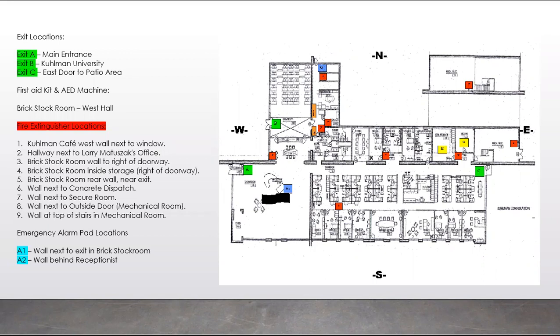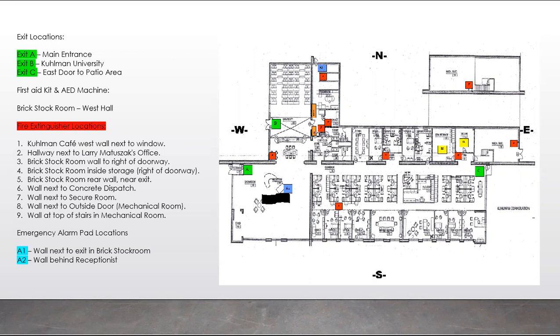Exit A is the main exit off the employee parking lot. Exit B is the double doors out the west side of Kuhlman University. And exit C is the single door on the east end of the building down by accounting. Now, there are other exit doors out of the building, but these are the official exits of this emergency action plan.